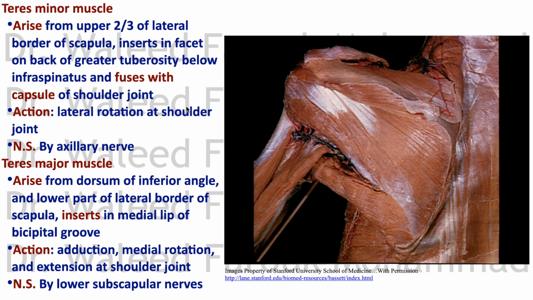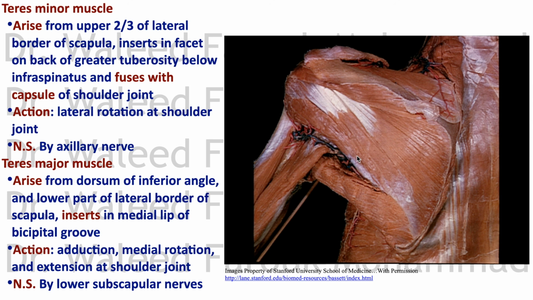The teres minor muscle, the one you see here, arises from the lateral border of the scapula, inserts in a facet below the facet for infraspinatus on the back of the greater tuberosity, and fuses also with the capsule, so it's one of the rotator cuff muscles. Action of the teres minor is lateral rotation at the shoulder joint. Nerve supply like the deltoid by axillary nerve, the teres minor muscle.